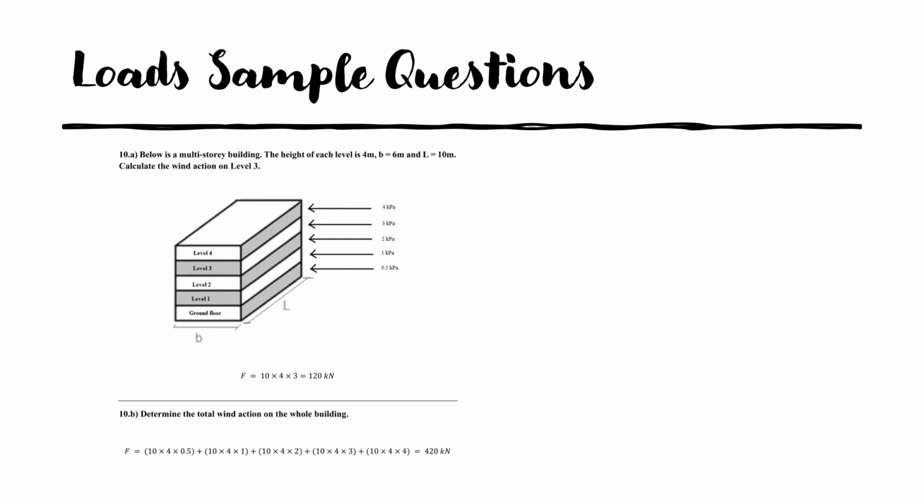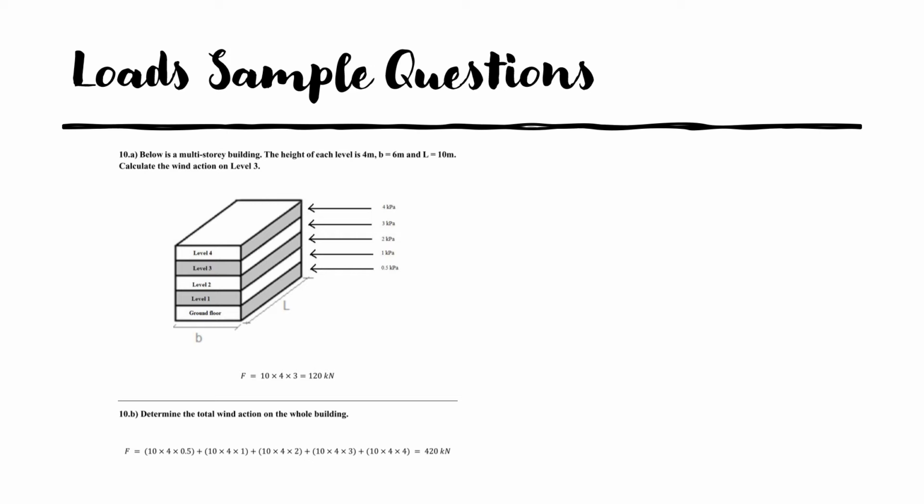Additionally, the dimension of the building is shown in the question. You can easily calculate the wind action on level 3 by multiplying the length and the story height, as well as the wind pressure on level 3, which is 3 kPa. After we do the math, we can calculate that the wind action on level 3 is 120 kilonewtons.